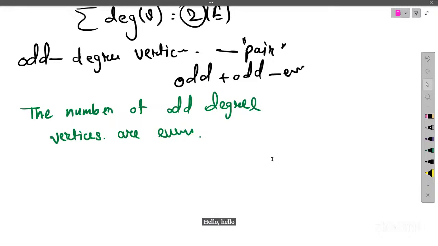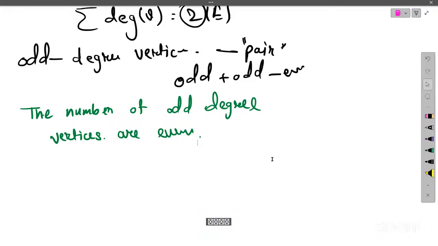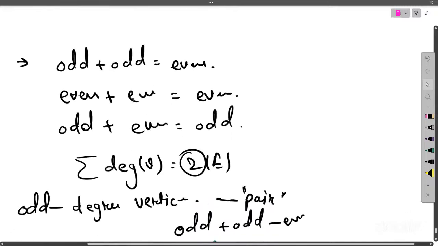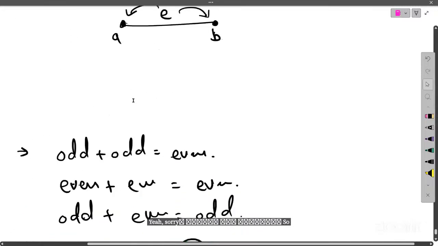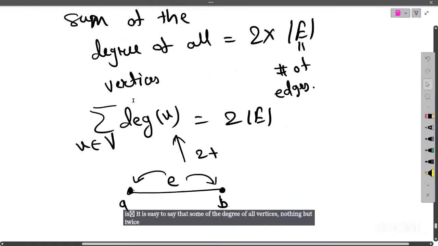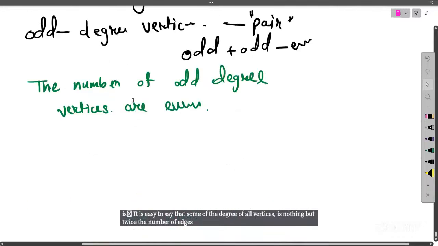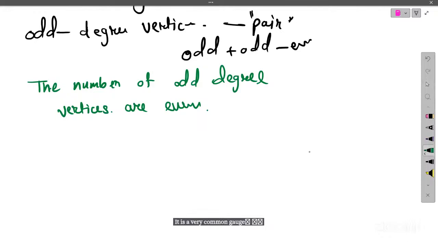Madam, which topic is it coming under? Actually, I have not seen this one earlier: odd, even, degree, and all. Yeah, it's just one remark given by the professor. He just said this handshaking lemma, but actually this handshaking lemma is very important. It's an easy one. It says that the sum of the degrees of all vertices is nothing but twice the number of edges, right? From that we can derive this very common conclusion: the number of odd degree vertices is even.